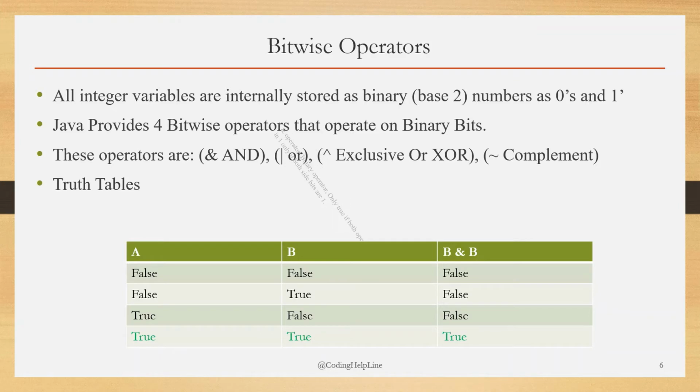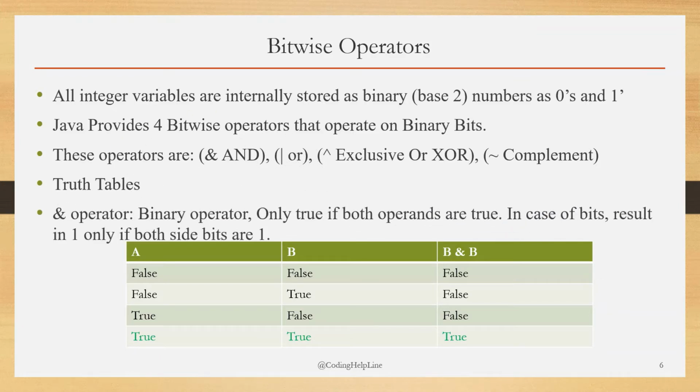Truth tables. The AND operator is a binary operator, only true if both operands are true. In case of bits, the result is 1 only if both side bits are 1. This is the truth table for the AND operator. For example, if we have operand A and operand B and their values are false, false, the result is false. False, true, result is false. True, false, result is false. True, true, result is true. That is the only combination of A and B where A and B is equal to true.